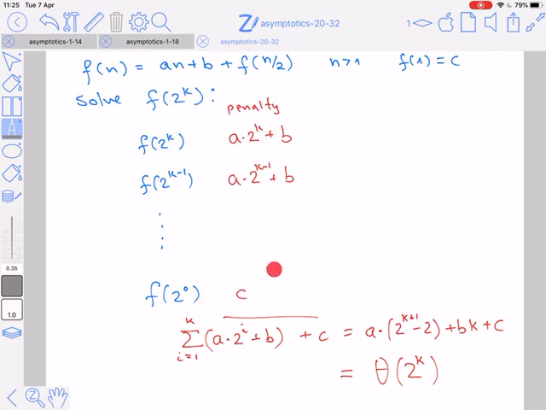Now we sum up all the penalties. We get the sum of all the penalties is summation i goes from 1 to k of a times 2 to the power of i plus b, because you see that the a and the b are constant here, and here we have exponents of 2 starting from 2 to the k, ending with 2 to the power of 1. And finally, in the base case, we have the c. We reorganize this expression, and we get a times 2 to the power of k plus 1 minus 2 plus bk plus c, and you can easily check that this is big theta of 2 to the power of k, as required.